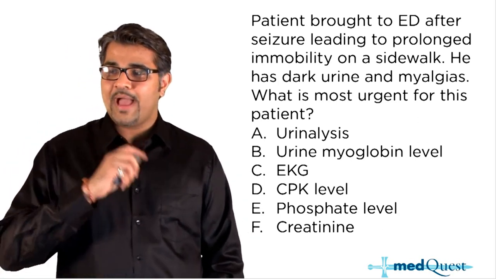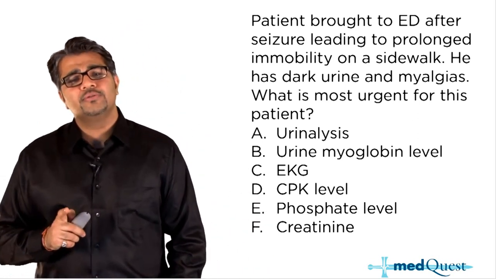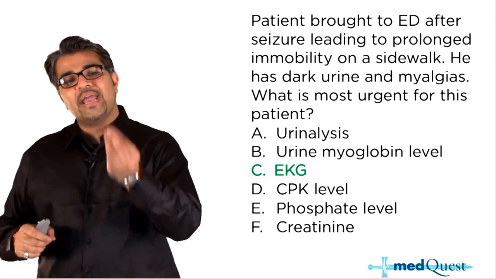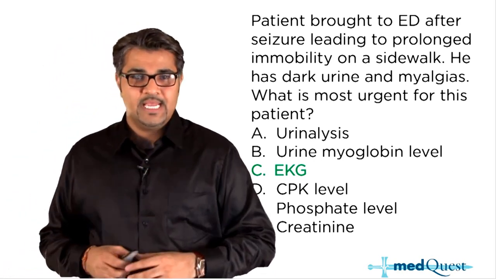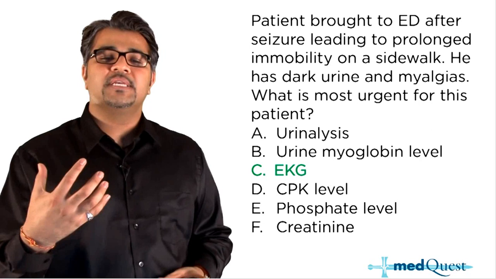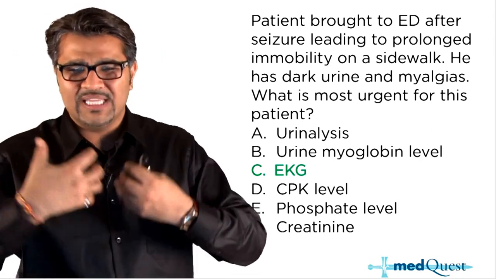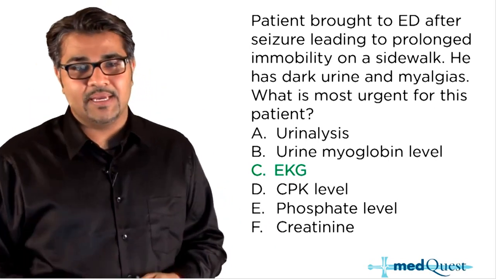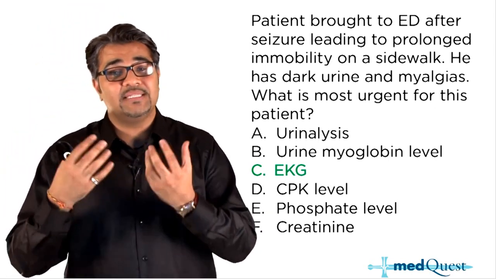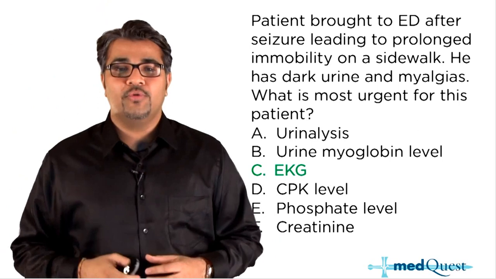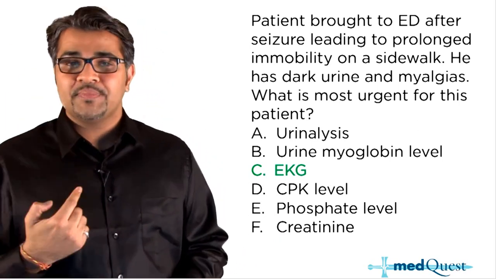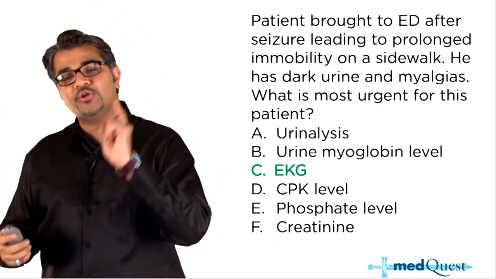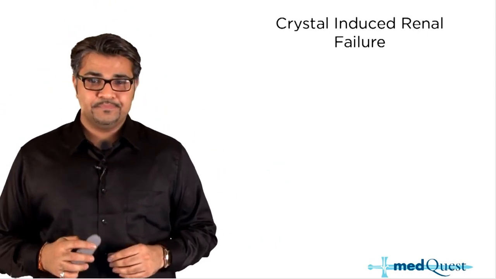All right, let's go back to it. Now, if you chose choice C, EKG, you're absolutely correct. Here's why we have to choose EKG: these patients, after having this massive release of toxin and myoglobin, are also hyperkalemic. And we want to make sure that they're not having peaked T waves and abnormal arrhythmias from that. So we want to make sure that their EKG is okay. If they're okay, then we can progress. But the most urgent next step is an EKG.